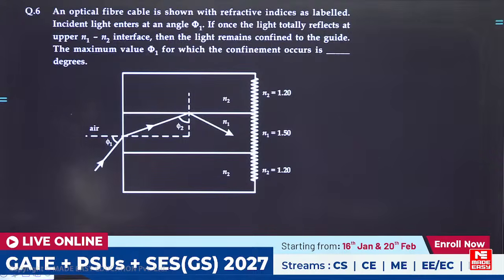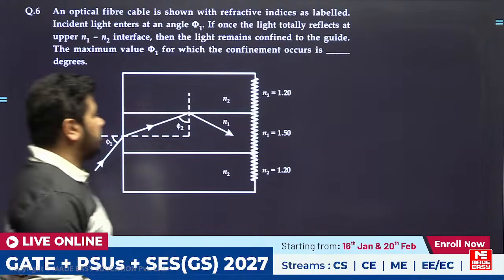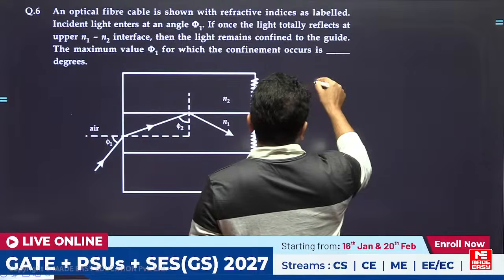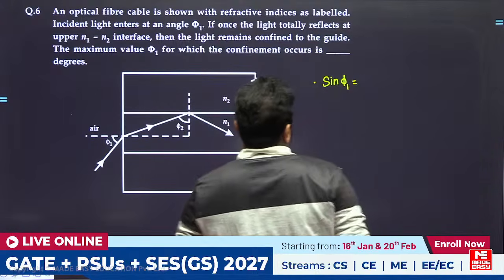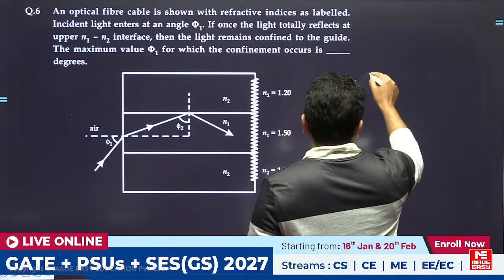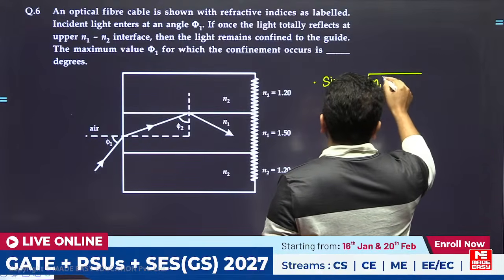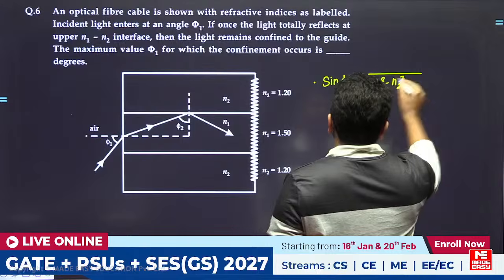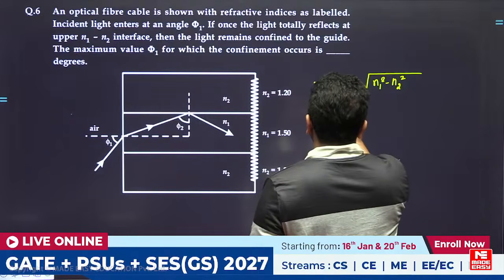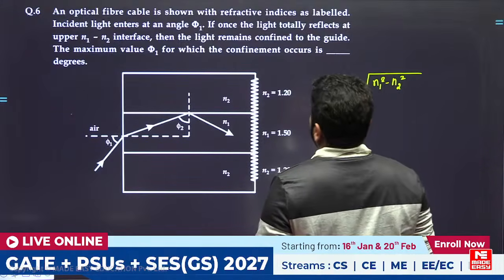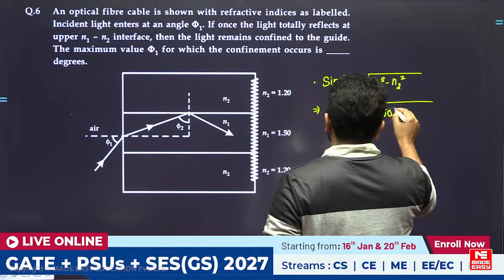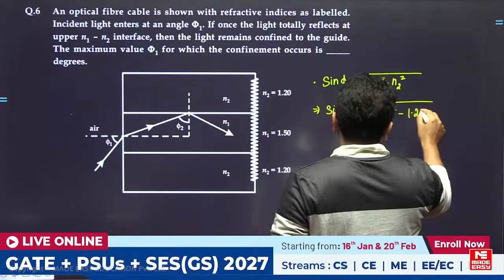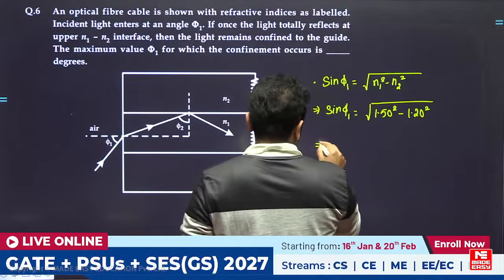Okay. So basically this is nothing but your total internal reflection. So we know that sine of phi 1, right, this should be equal to root under n1 square minus n2 square, isn't it? So therefore sine of phi 1, n1 is your 1.50 whole square minus 1.20 whole square, right. So what is the value of sine of phi 1?